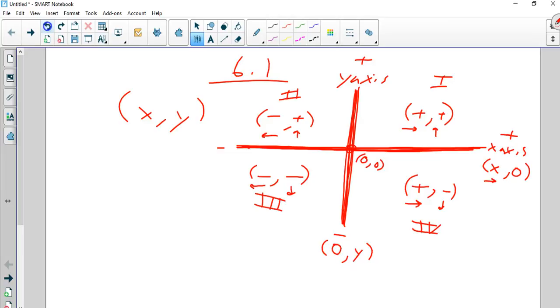So this is going to be left or right based on whether it's positive or negative, and it's going to be up or down based on positive or negative number. Again, up is positive, down is negative. Left is negative, right is positive. And that's how we graph numbers on the coordinate grid.